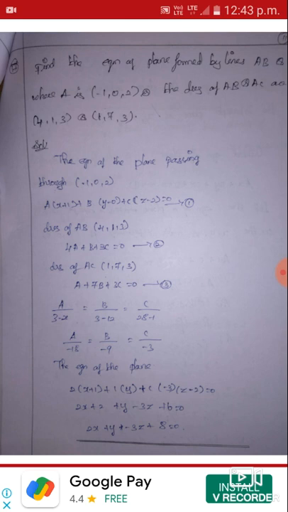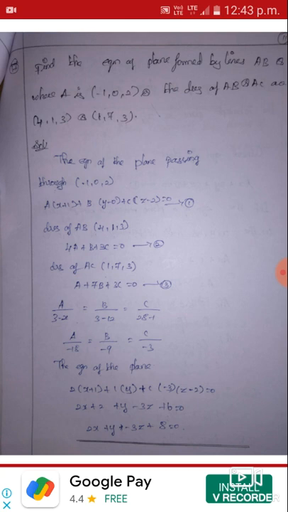Find the equation of the plane formed by the lines AB and AC, where A is minus 1, 0, 2. The direction ratios of AB and AC are 4, 1, 3 and 1, 7, 3. The equation of the plane passing through the point minus 1, 0, 2, that is, we substitute for x1, y1 and z1.